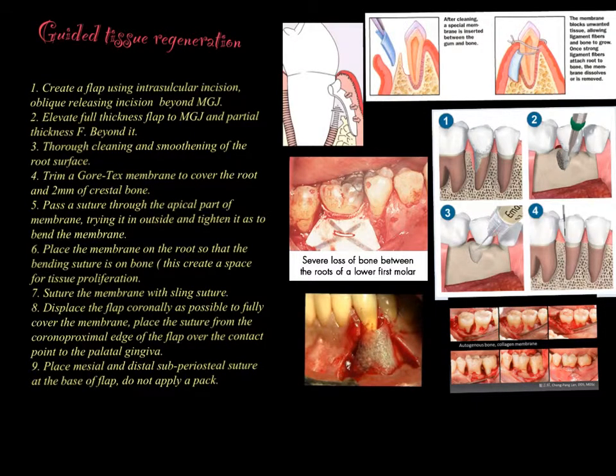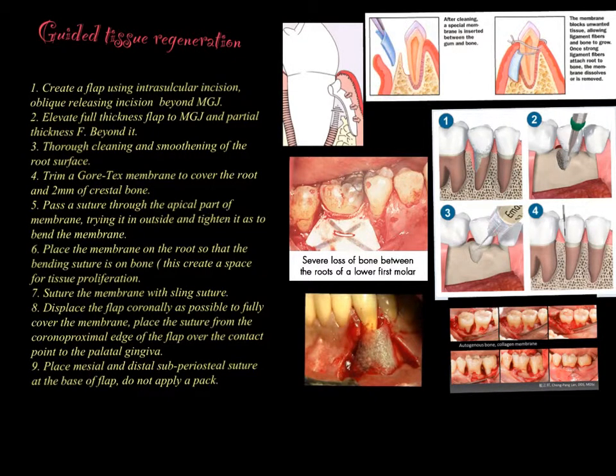Then we are going to talk about guided tissue regeneration. Various authors have described the use of resorbable and non-resorbable membranes for guided tissue regeneration to treat the recession defect. This involves raising a full-thickness flap around the recession defect, placing a membrane, and covering it with a coronally advanced flap.